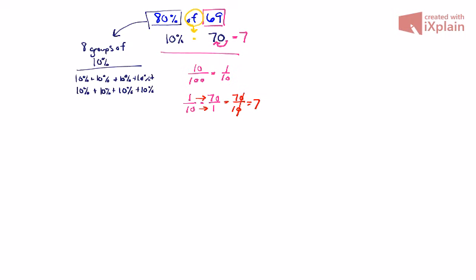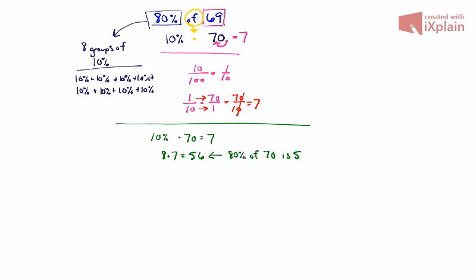Getting back to this problem, that I'm going to finish off in green, since I know that 10% of 70 is equal to 7, then we can really say that 80% is 8 groupings of this 10% of 70. So I can just do 8 times 7, and that's going to be equal to 56. So what I am saying is 80% of 70 is 56.